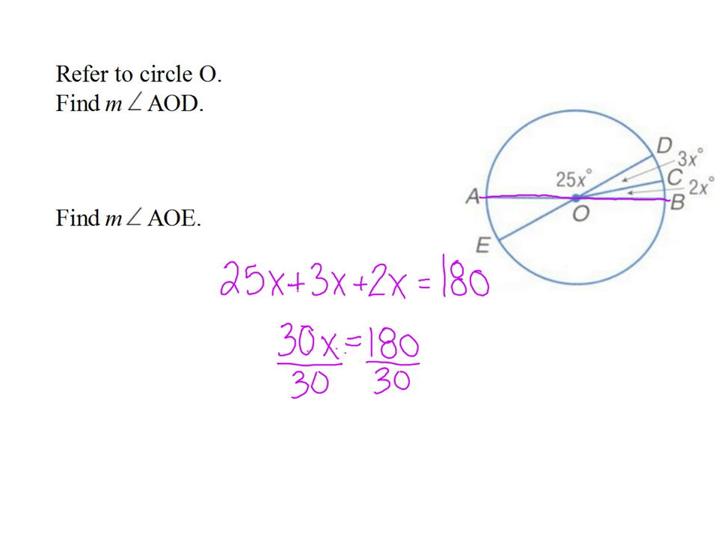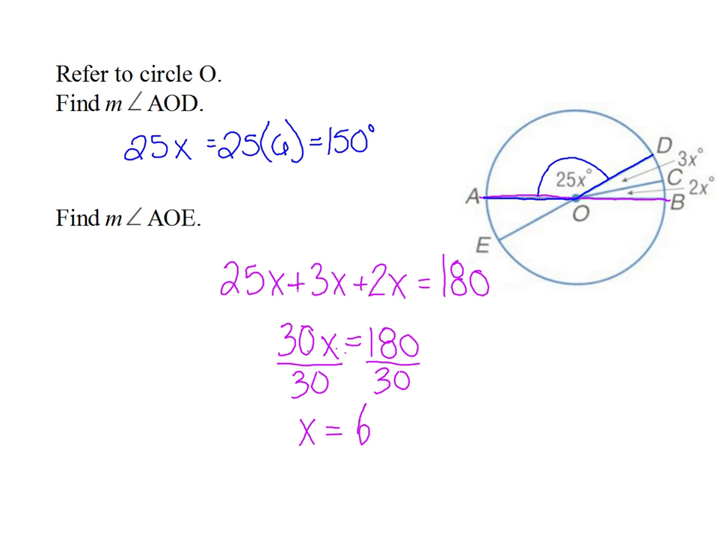Since we have 30x is equal to 180, and we want to get the x by itself, we will divide both sides by 30, and we'll end up with x is equal to 6. Now if we substitute this back in, the measure of angle AOD is this angle right here. So the measure of angle AOD is 25x. Since we know our x value is 6, we're going to do 25 times 6, and that'll give us 150 degrees for the measure of angle AOD.